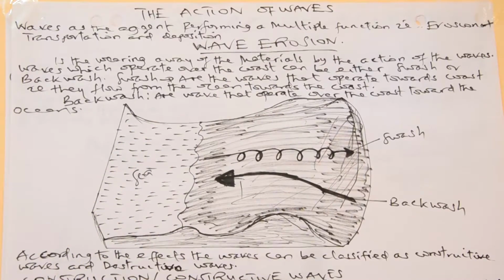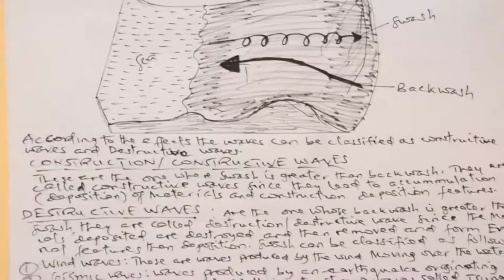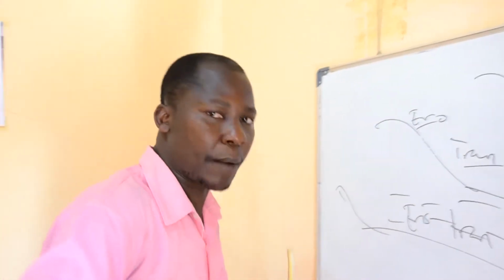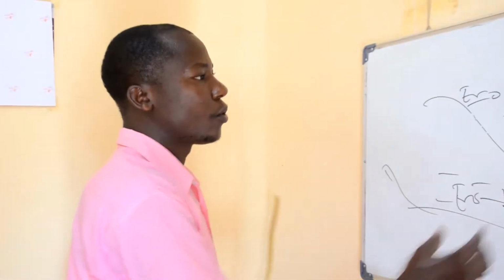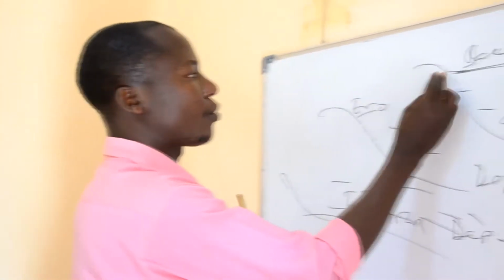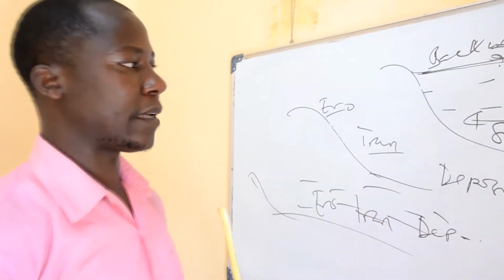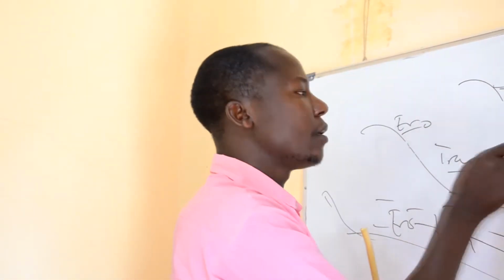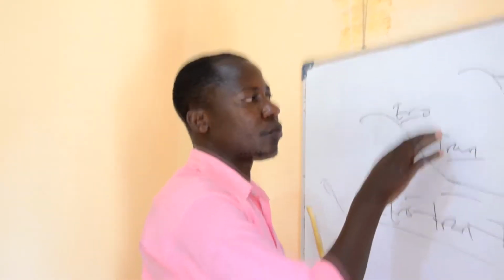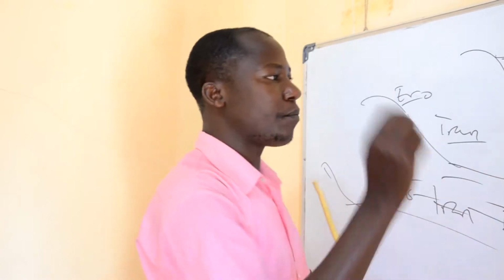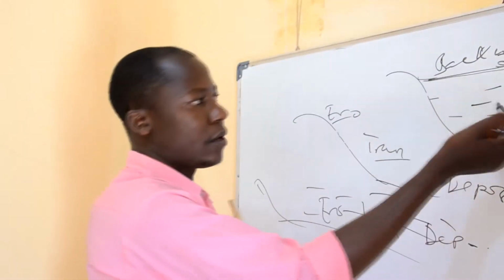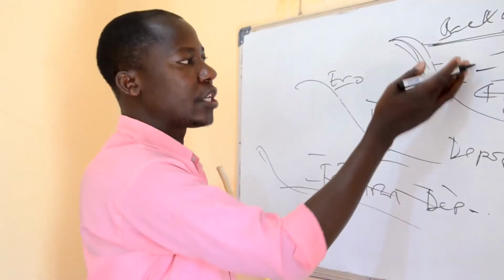Constructive waves are those where swash is greater than backwash, in order to construct the landmass. When swash is greater, it can blow some material from the middle of the ocean and throw it onto the coast. But destructive is the situation where backwash is stronger than the swash, whereby the current blowing from the coast to the middle of the ocean can carry some material and put it in the middle of the ocean, causing the landmass to be destroyed and the coast to change.